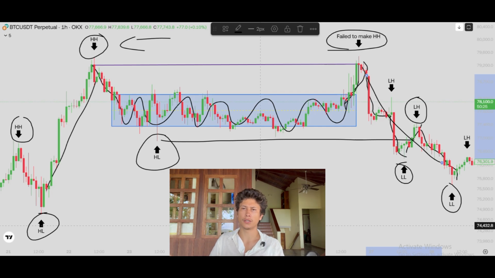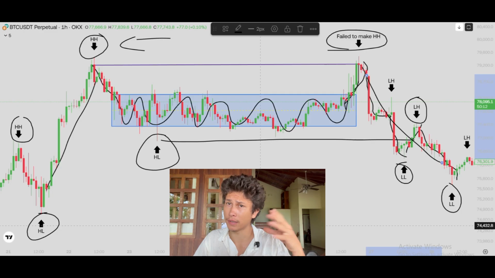Now, with these four things talked about, we have uptrends, we have downtrends, we have consolidation zones, and we have changes of character or breaks of structure. This is the most base information that you guys need to know if you want to get your foot in the door when it comes to markets. Once you have these four ideas understood, we can move on to what are trend lines.